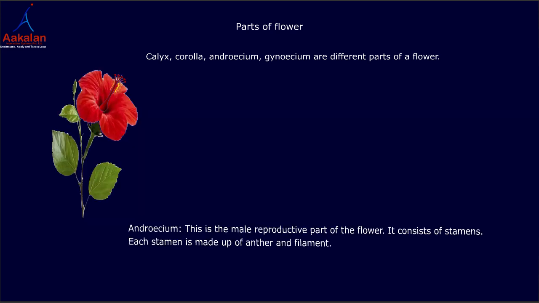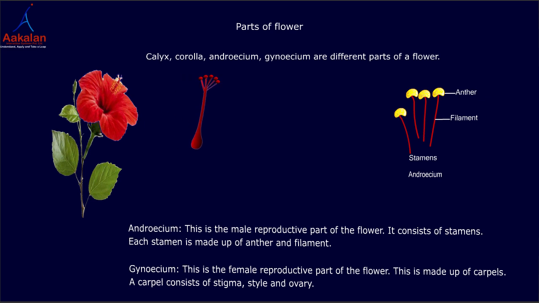Androecium. This is the male reproductive part of the flower. It consists of stamens. Each stamen is made up of anther and filament. Gynoecium. This is the female reproductive part of the flower. This is made up of carpels. A carpel consists of a stigma, style and ovary.